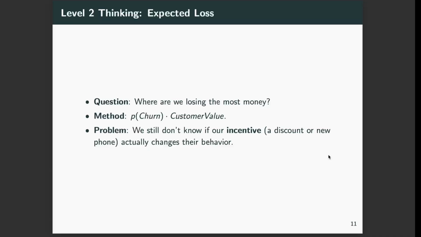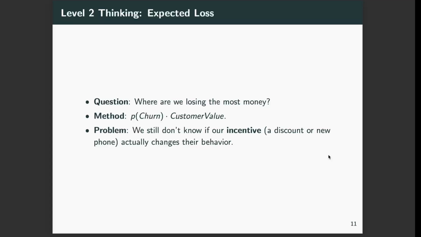A customer with a 20% churn probability and a monthly value of $1,000 has an expected loss of $200 per month. A customer with a 50% churn probability and a monthly value of $50 has an expected loss of only $25 per month. Level 2 thinking correctly focuses retention resources on the first customer rather than the second. This is a meaningful advancement over level 1. We are now explicitly incorporating the financial stakes into our prioritization. We are no longer just chasing the customers most likely to leave. We are targeting the customers whose departure would hurt us the most. But level 2 thinking still has a critical blind spot.